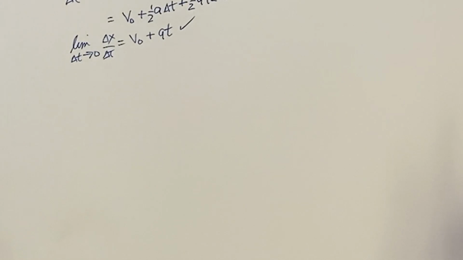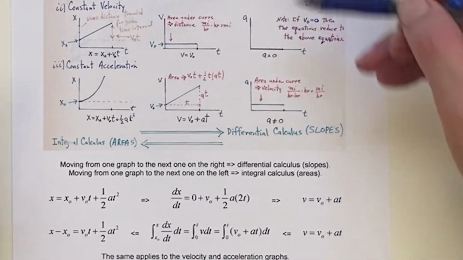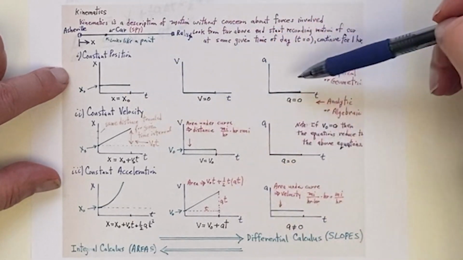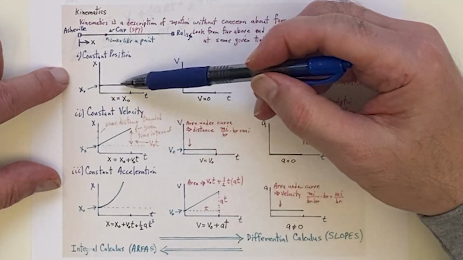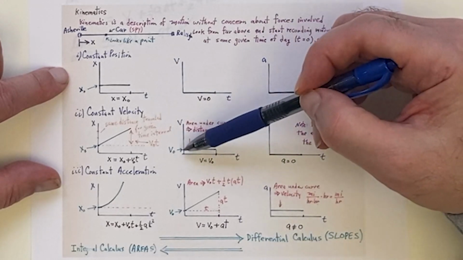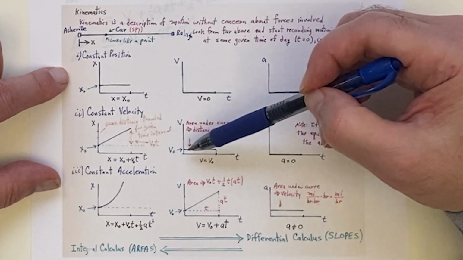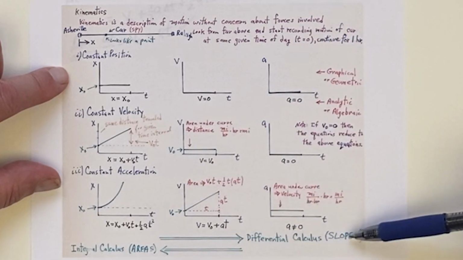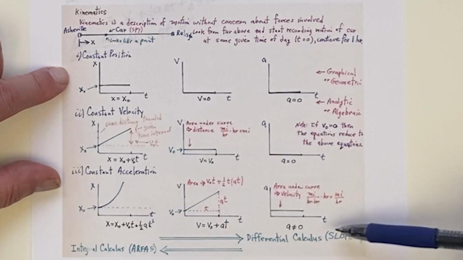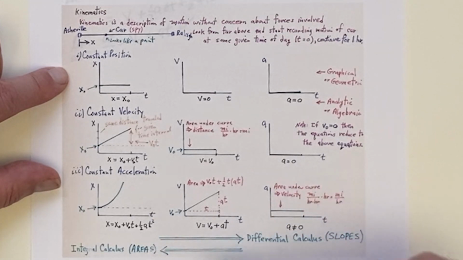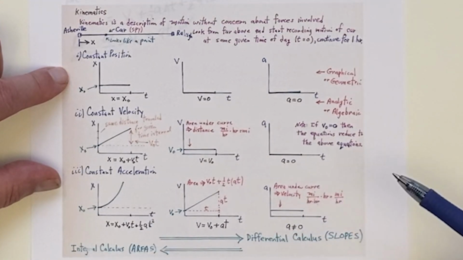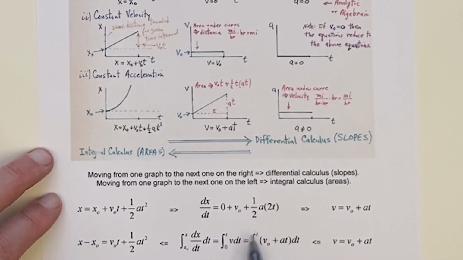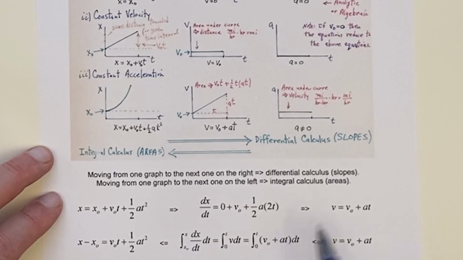So here is a nice little picture from our book that shows 3 cases: constant position, and the 3 graphs where you don't change your position. Here's a constant velocity, and then here's the one that we did. And differential calculus gives you slopes going to the right, and integral calculus gives you areas going to the left. And here I have some formal derivative and integral showing you the same thing we talked about.